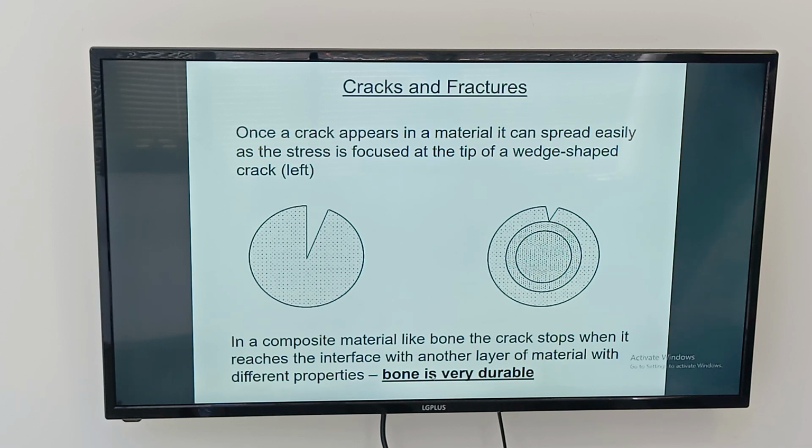Cracks and fractures. Once a crack appears in a material, it can spread easily as the stress is focused at the tip of a wedge-shaped crack. So you can see it on the left.